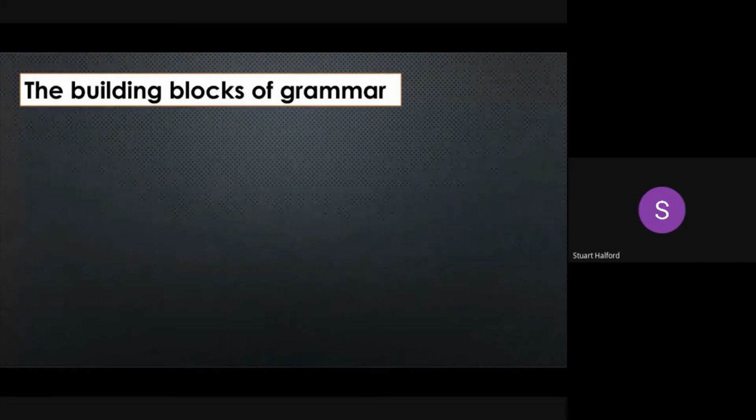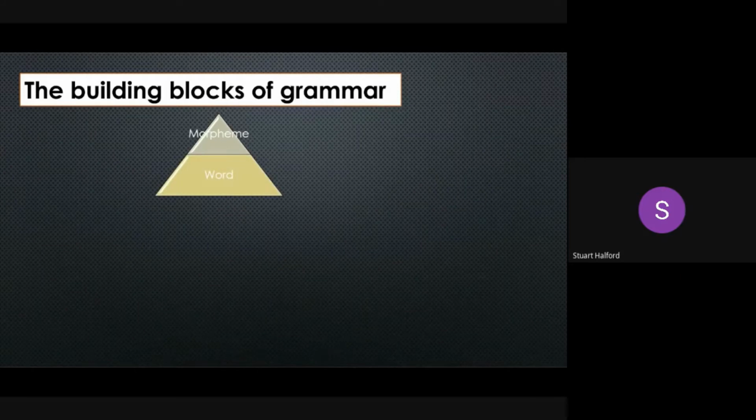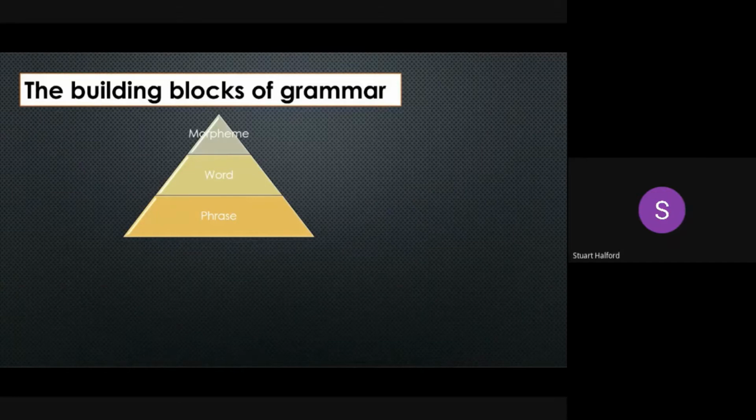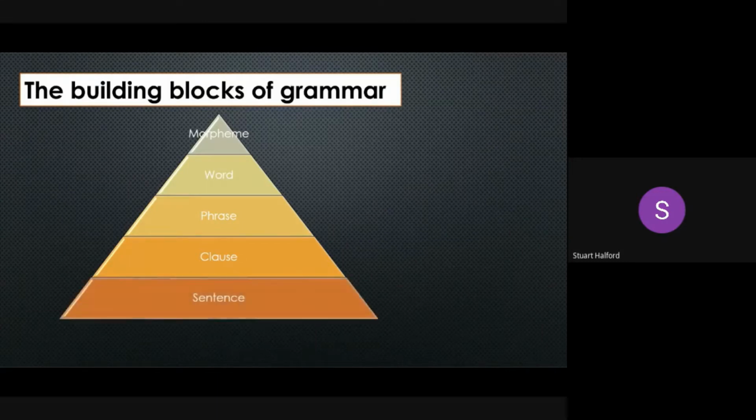So let's look at the building blocks of grammar then. Let's take it in size order. So the smallest unit we've got is the morpheme. Morphemes form words. Sometimes we put morphemes together to form a word. Sometimes the word itself is a morpheme. Obviously, we put words together to form phrases. This is the next kind of size unit within the sentence. We then put phrases together to form clauses or meaningful units. And clauses then form sentences.